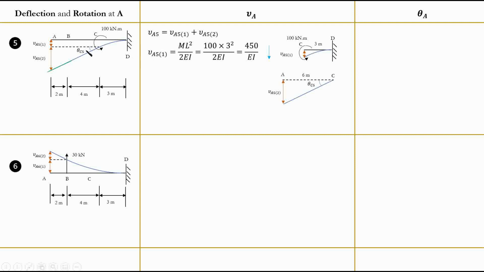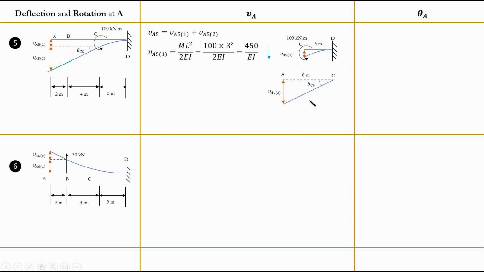Now, for the first part, as you can already see, delta A51, which is this portion, is just the deflection that you get from this case. If you open your tables, you will see that the deflection at the end is this value, ML squared over 2EI. Just substitute back the values, and you will get this value, and the deflection is downward, as you can clearly see from here.